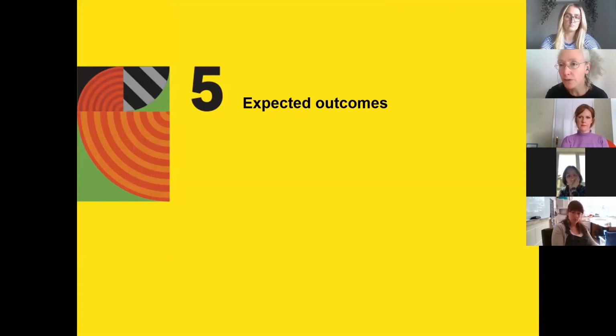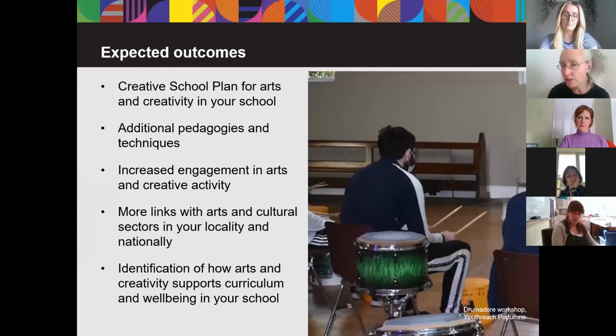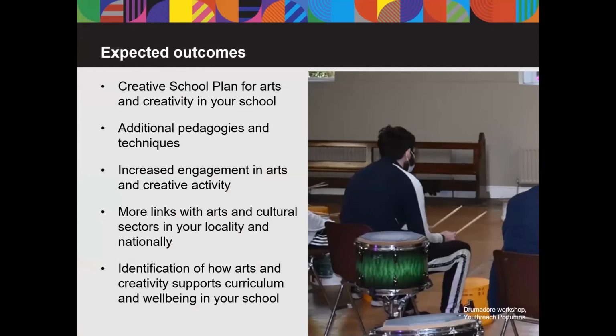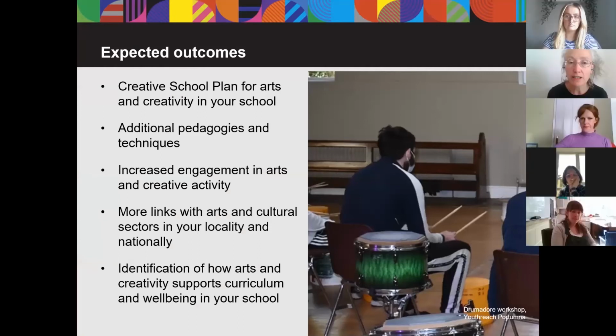So if you do go through the 2-year process with Creative Schools, what are your expected outcomes? Well, for definite, at the end of it all, you'll have a Creative Schools plan, a plan for arts and creativity in your school. You'll have additional pedagogies and techniques. There'll be increased engagement in arts and creative activity, and of course increased visibility for the artistic life and all the creativity that happens in your school anyway. You'll have more links with arts and cultural sectors in your locality and nationally. And you'll have had a chance to identify how arts and creativity is supporting the curriculum and supporting well-being in your school.